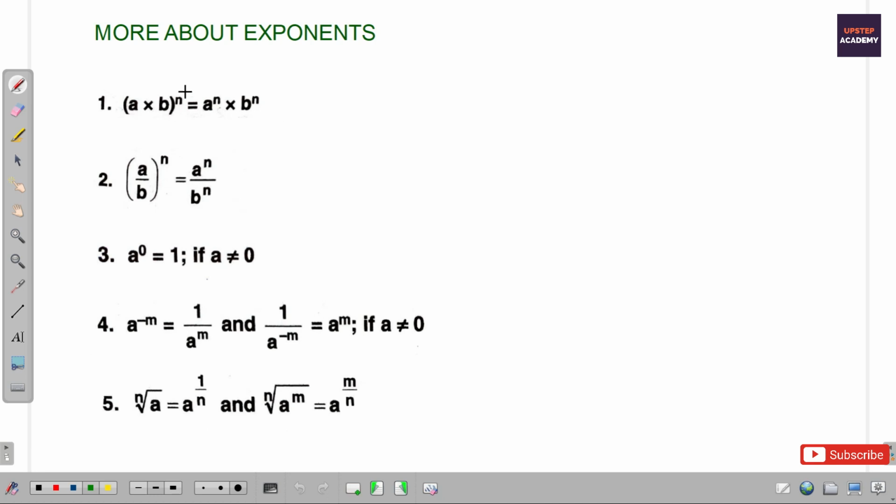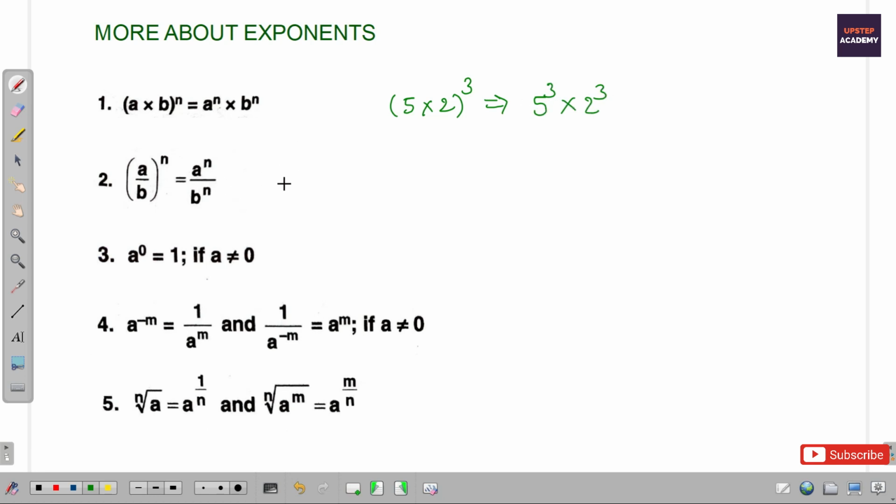a into b raised to n will be equal to a raised to n into b raised to n. It means what? Suppose in the bracket 5 into 2 is present and the whole bracket is raised to 3, then we can simply write it as 5 raised to 3 and 2 raised to 3 separately. The power is of the whole bracket, and in this bracket 5 into 2 is present, and this we can expand as 5 raised to 3 into 2 raised to 3, right?